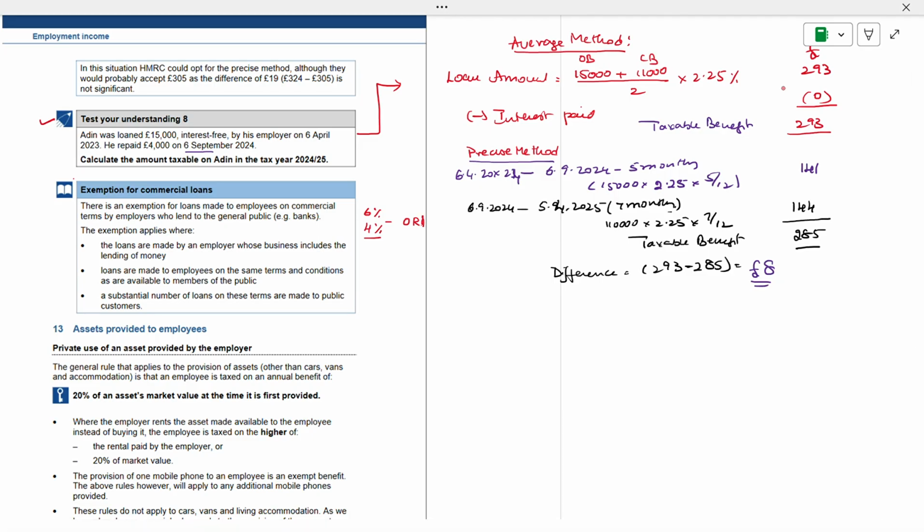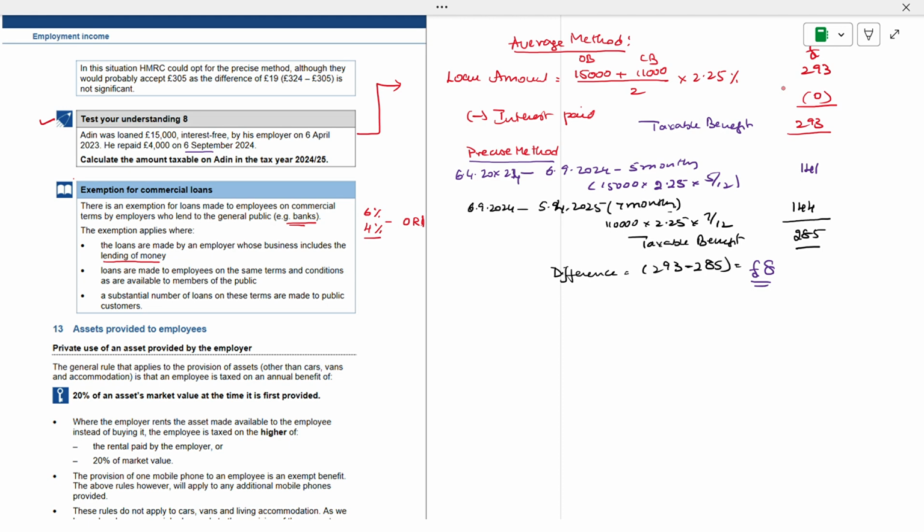There is an exemption for loans made to employees on commercial terms by employers who lend to the general public. Example, with respect to the banks. Again, it is rarely tested, but we cannot take the chance. The exemption applies if the loans are made by an employer whose business includes lending, such as finance companies. If finance companies give loans to the employees, then it is applicable.